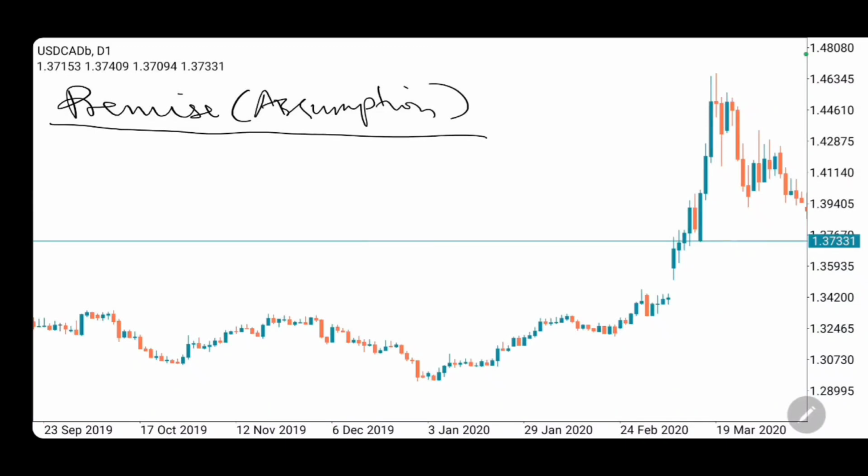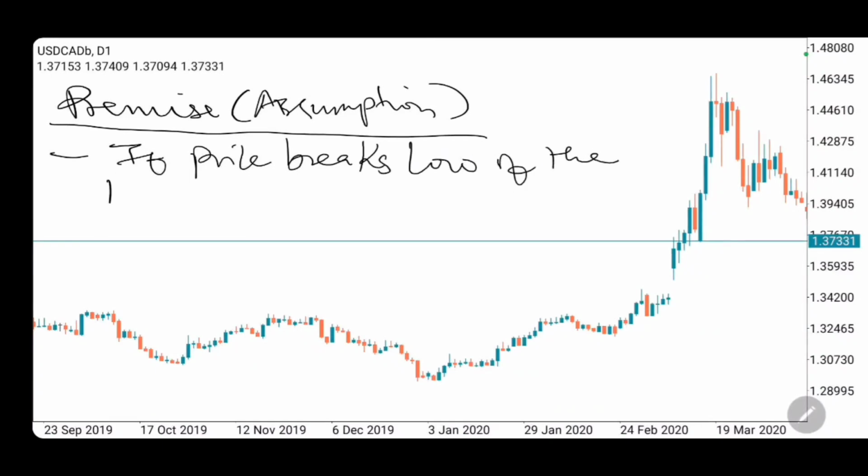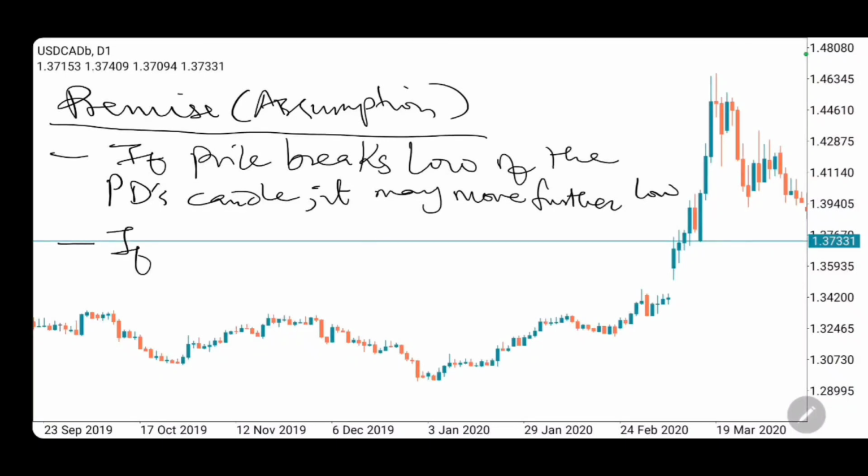The premise or assumption for the two strategies I'm going to be sharing with you right now is that if the market or price breaks the low of the previous day's candle, it may move further low.